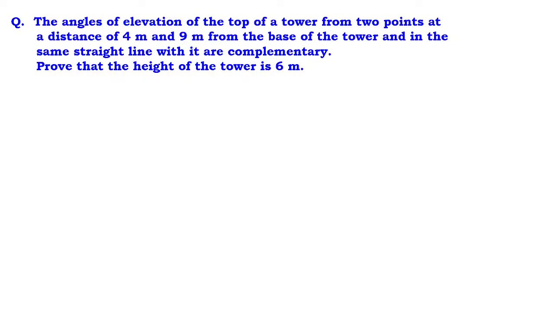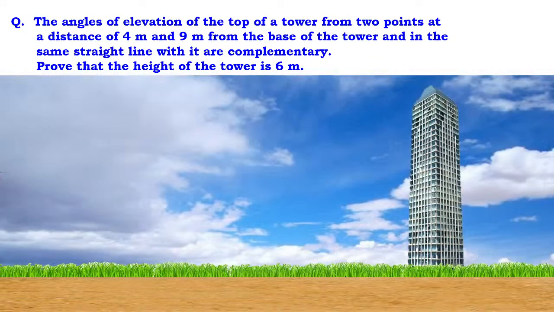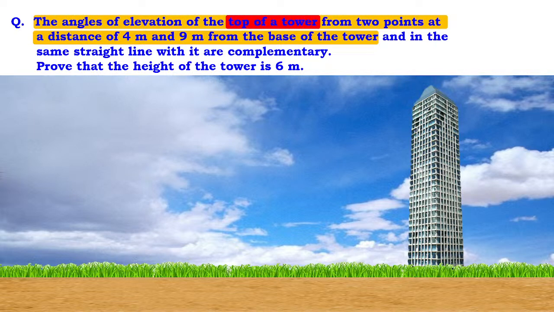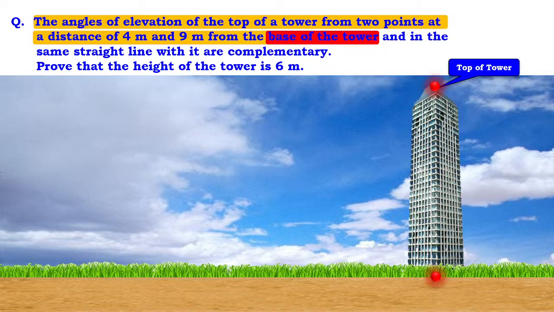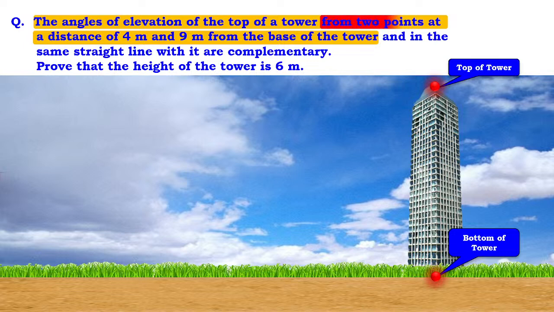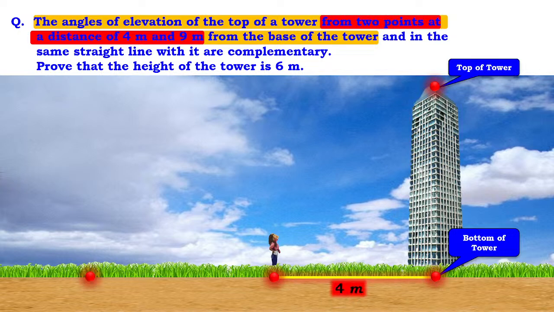Okay, look here. Eyes on the screen here. The angle of elevation of the top of the tower from 2 points. There are 2 points. So this is the tower here. From top of the tower they are telling. Okay, this is the top of the tower. This is the base of the tower. Okay. There are 2 points on the ground. So this is the first point. This is 4 meter.